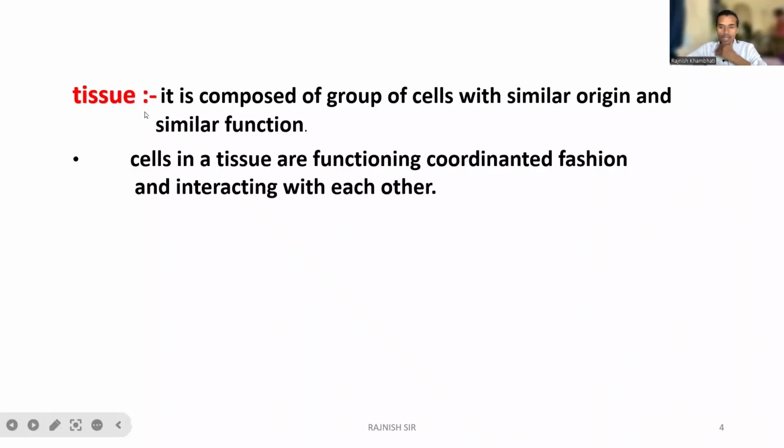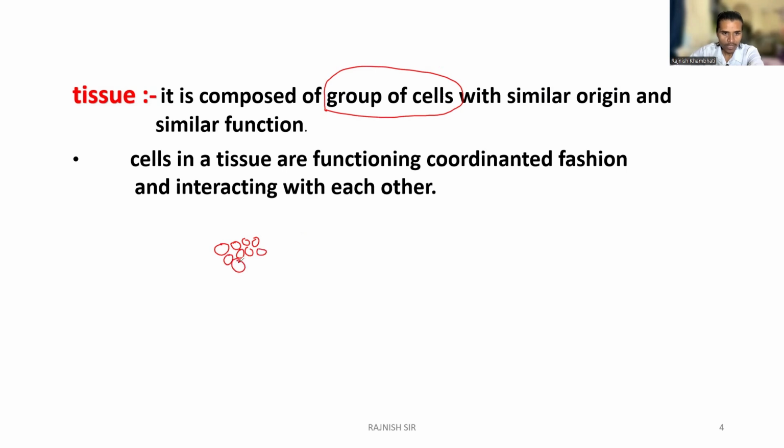Now let's understand tissue. We have to understand the definition of tissue. Tissue is basically composed of a group of cells. When many cells together form a group, like these are the cells, they will form a cluster together. This cluster together is now known as tissue. So a group of cells is known as tissue.